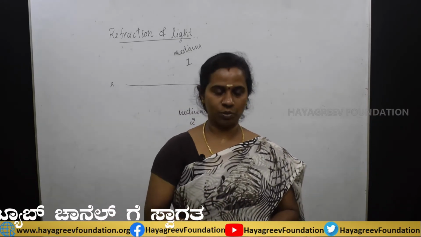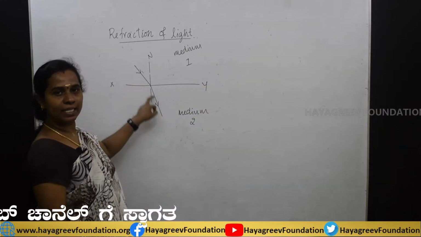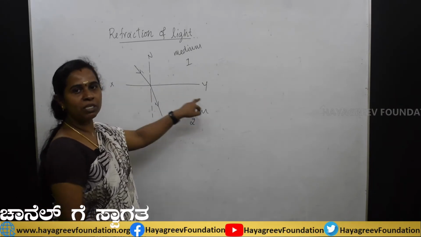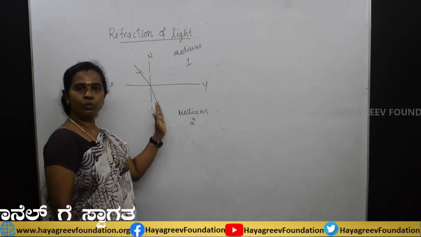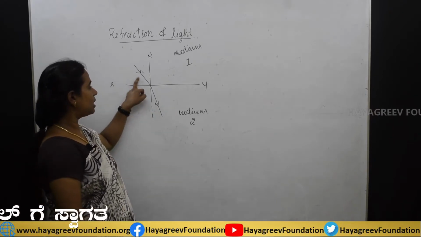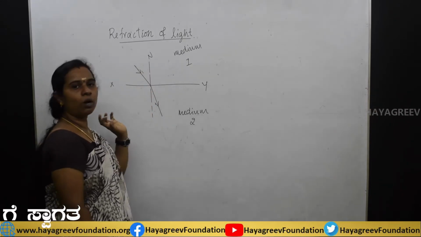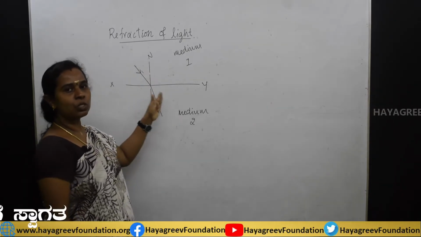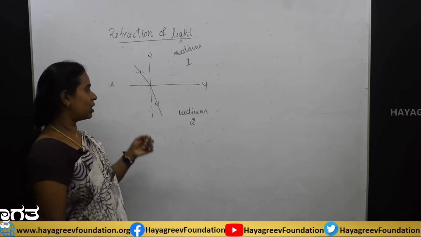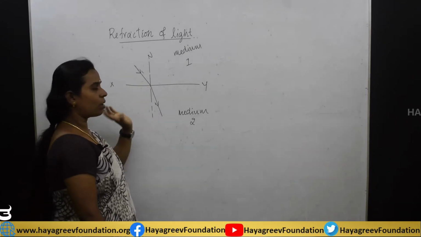Now I am going to explain the refraction of a light ray. In the first medium, the light is entering, so this is the incident ray. When it touches the surface between the two media, the light ray gets refracted. This ray is called the refracted ray. At the point of incidence we should draw the normal. Normal means we should always draw it perpendicular, as I taught earlier in the laws of reflection. This is the incident ray, refracted ray, point of incidence and normal.